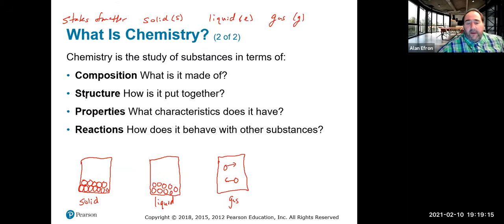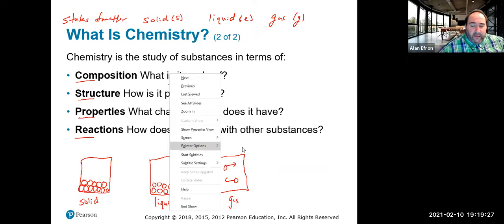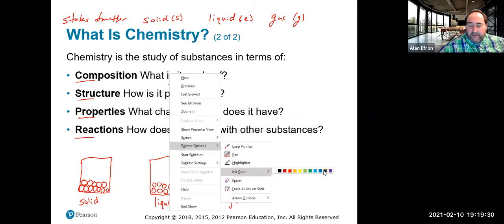And so when we talk about matter and chemistry, we think about the composition, what is it made of, how it's put together, different properties that different things have, and really how they react with one another are very common topics that we talk about in chemistry.